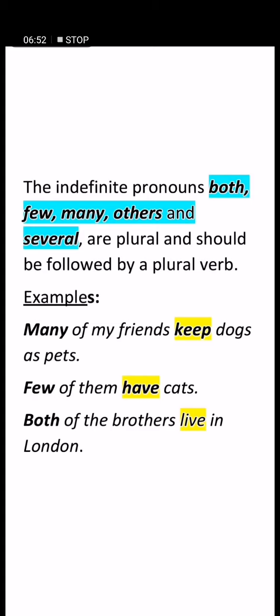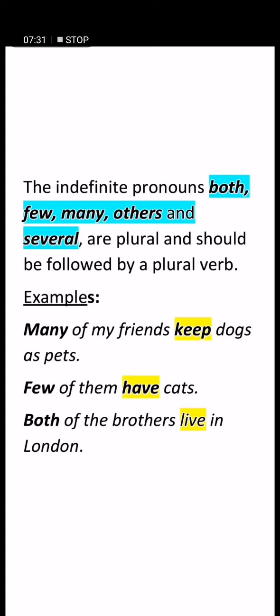The indefinite pronouns both, few, many, others, and several are always plural and should be followed by a plural verb. Examples: many of the friends, or many of my friends, keep dogs as pets. So the indefinite pronoun many determines the agreement regardless of the noun after it. Many keep. Few of them have cats.